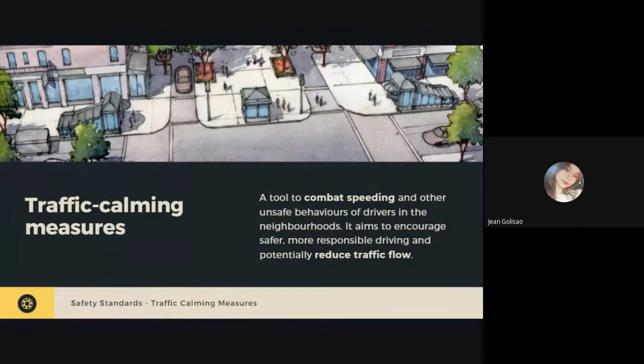So our next topic is traffic calming measures. It is a tool to combat speeding and other unsafe behaviors of drivers in the neighborhoods. So it aims to encourage safer, more responsible driving and potentially reduce traffic flow.